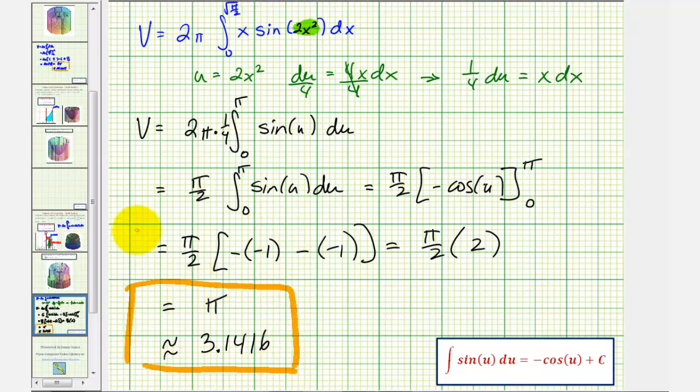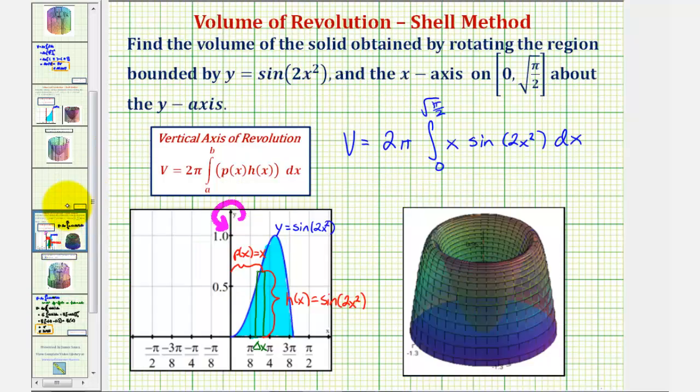So if we go back to the first slide, if we rotate this bounded region about the y-axis, it produces this solid, which has a volume of exactly pi cubic units, which we found using the shell method.